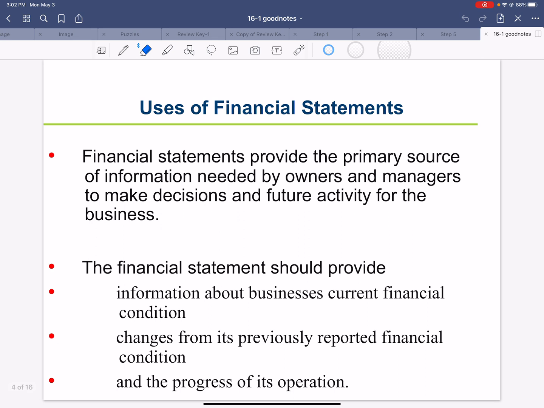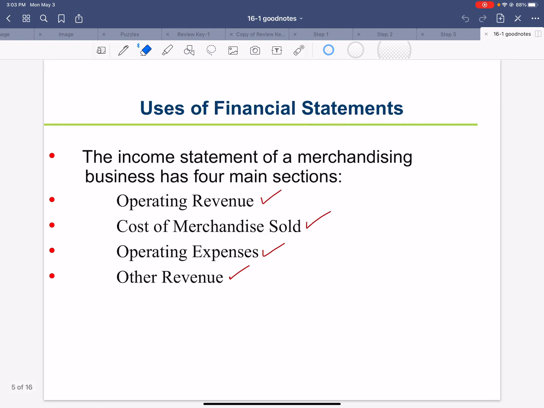Financial statements provide the primary source of information needed by owners and managers to make decisions and plan future activity for the business. The financial statement should provide information about the business's current financial condition and changes from the previous reported financial condition. It also reports the progress of its operation. Uses of the financial statement.